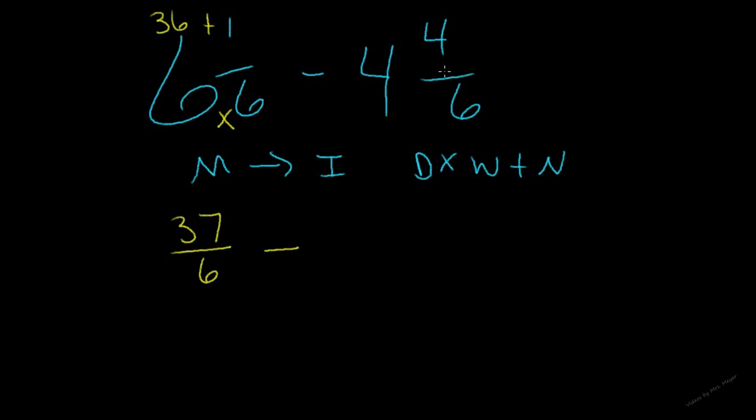Let's do the same to 4 4/6. D times w, 6 times 4 is 24. Add it to our numerator. 24 plus 4 is 28 over 6. Okay, now I can subtract. 37 minus 28 equals 9 over 6.